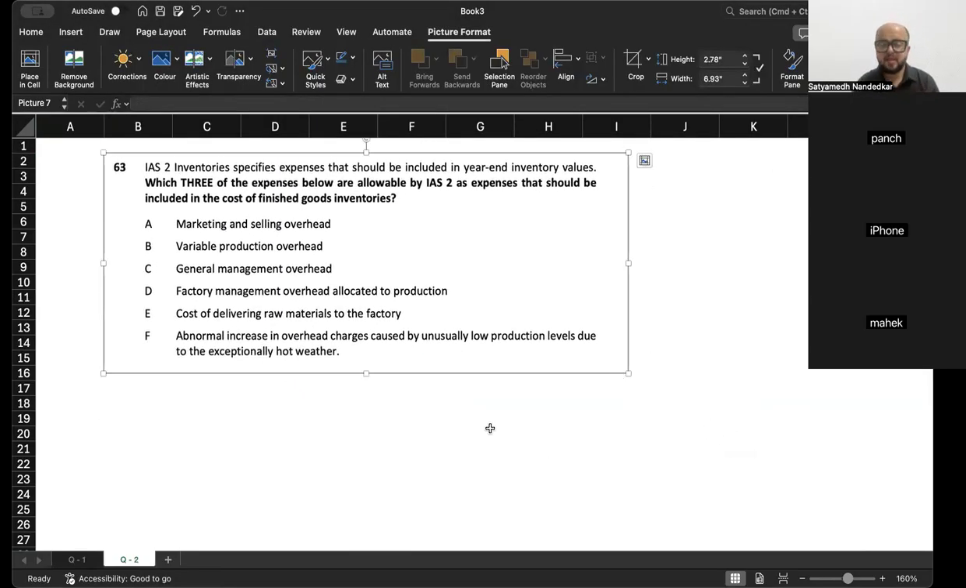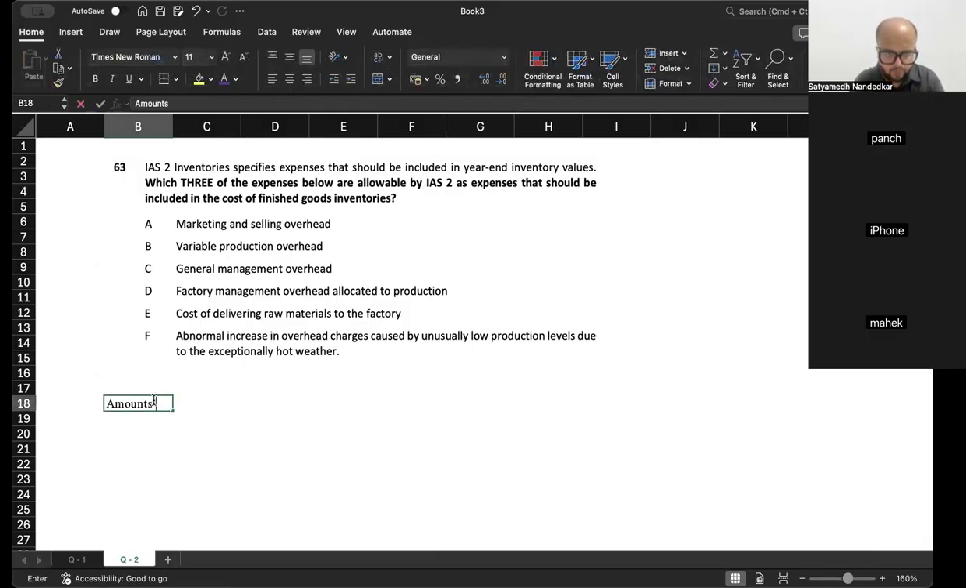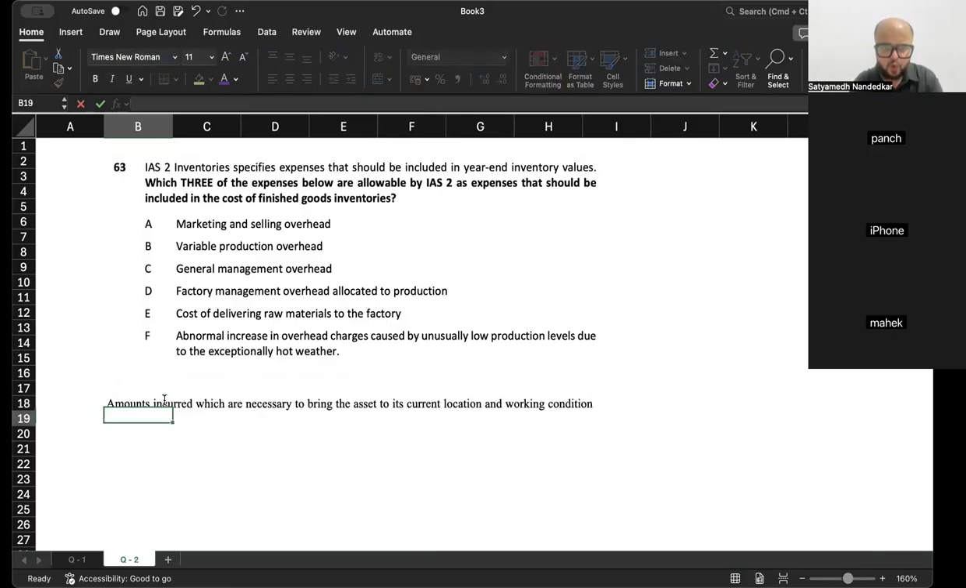Okay. IAS 2 Inventories specifies expenses that should be included in year-end inventory values. Basically, we know the principle: amounts incurred which are necessary to bring the asset to its current location and working condition. Okay, which are these?